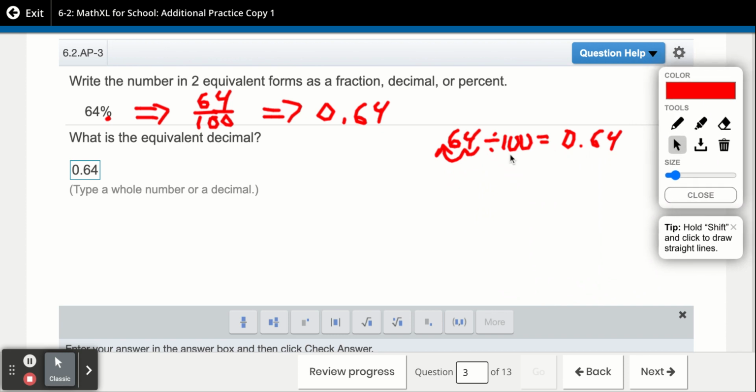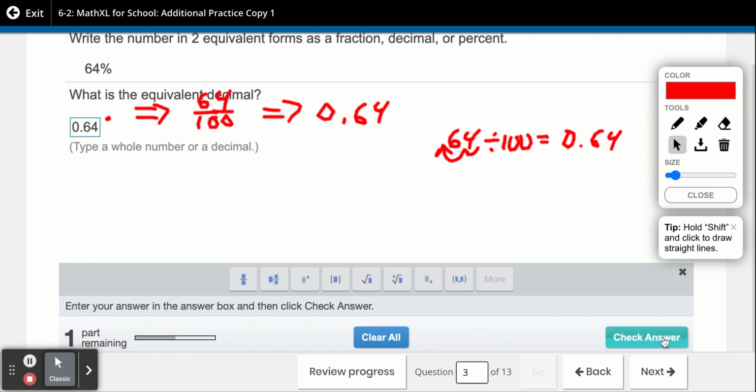That little box just followed me all over the place. And get my check answer.